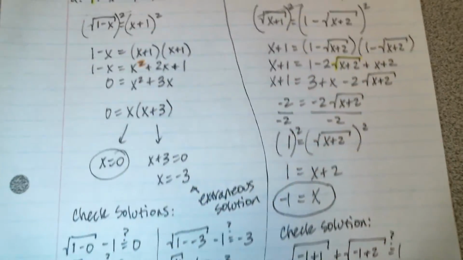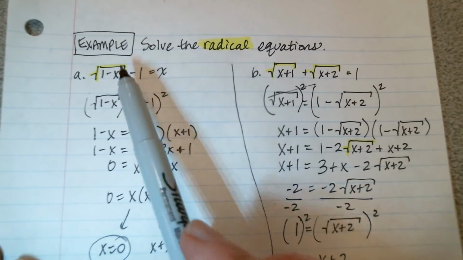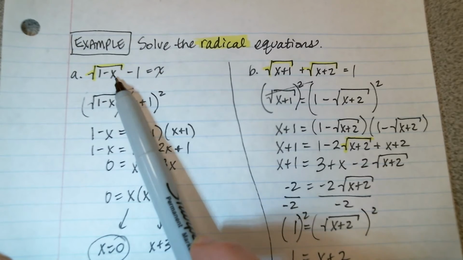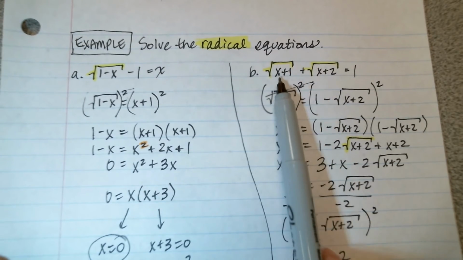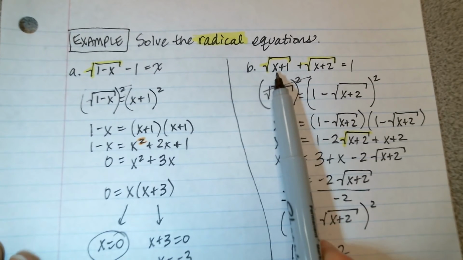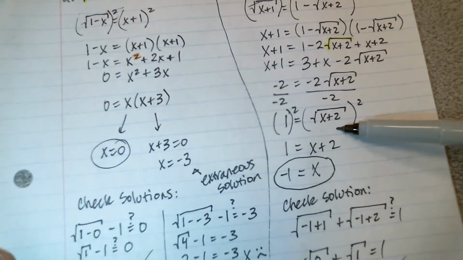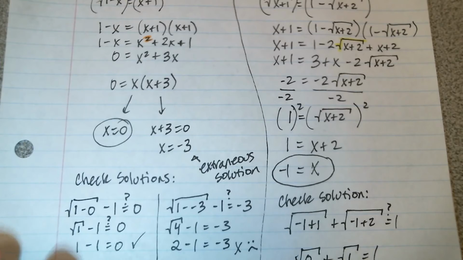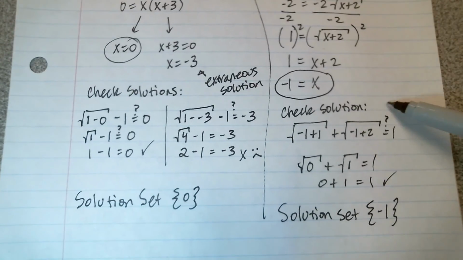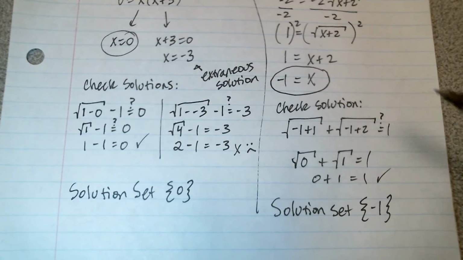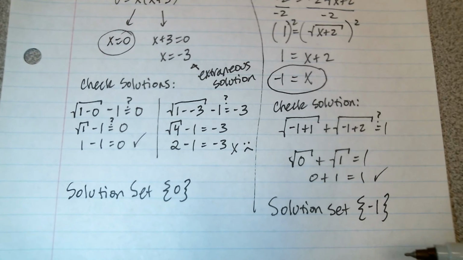So remember, the tactic is to isolate either the only radical in your expression or at least one of the radicals in your expression. And you want to keep doing this until you've eliminated them all and you can actually solve for your variable. And as always, you absolutely must check your solutions on a radical equation.